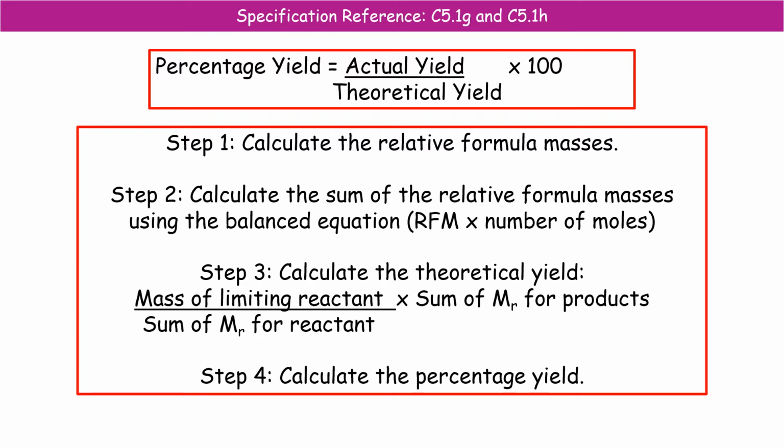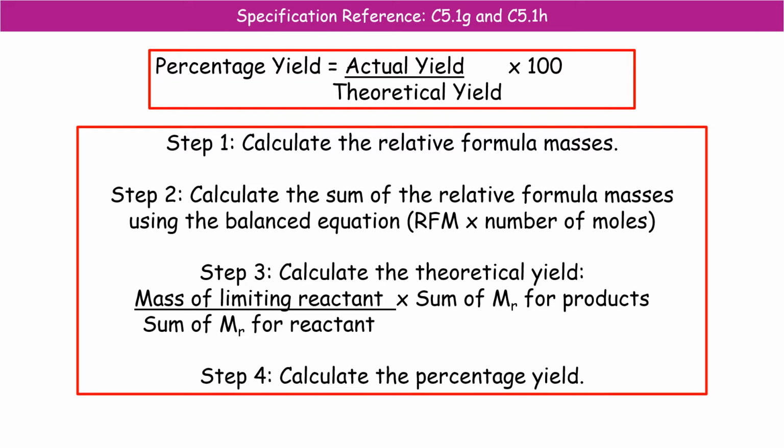Step 1. Calculate the relative formula masses. You've got a periodic table, so all you need to do is look at the formula, look at that particular element on the periodic table, and then add up the relative atomic masses to get the relative formula mass. Step 2. Calculate the sum of the relative formula masses using the balanced equation. By that, what we mean is your relative formula mass for that particular substance times however many moles there are in the balanced symbol equation.